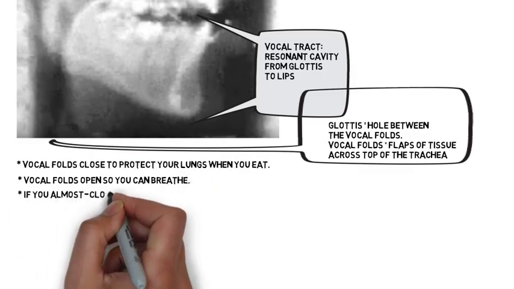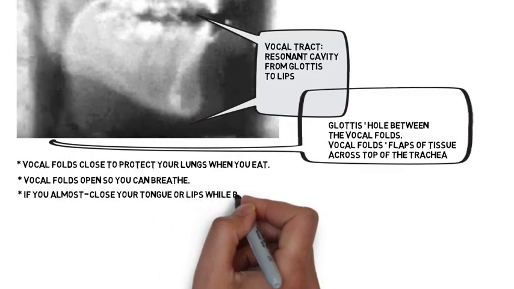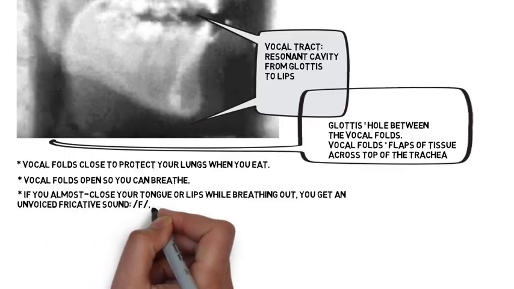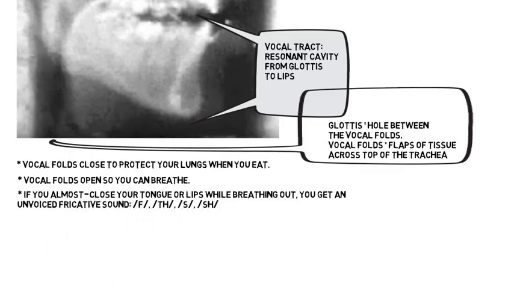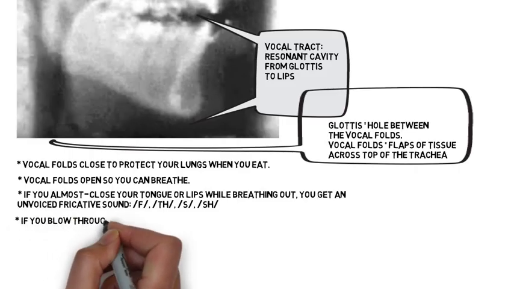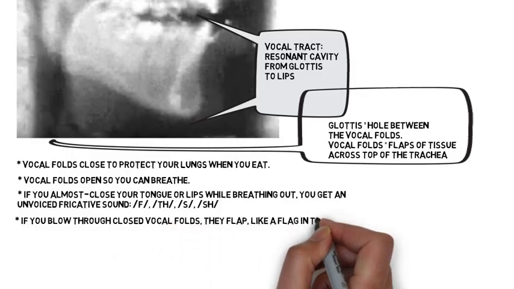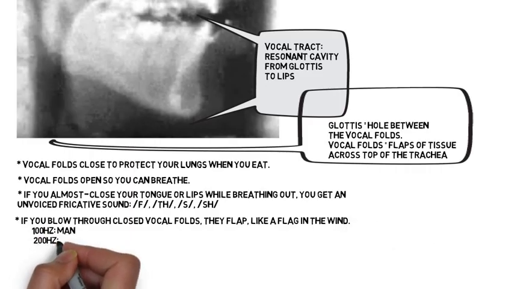And if you have your vocal folds open and you almost close your tongue or your lips while breathing out, then you get an unvoiced fricative sound, something like an f or a th or an s or a sh. These are the unvoiced fricative sounds in English. And of course, that's not a big variety of speech sounds. So if we want more variety of speech sounds, then we want to be able to both voice and unvoice our speech sounds. And we can do this by loosely closing the vocal folds so that they're touching but not too hard pressed together, and then blowing air through the closed vocal folds.